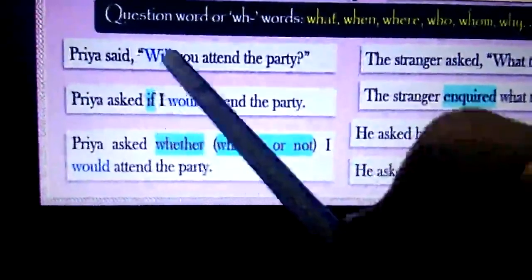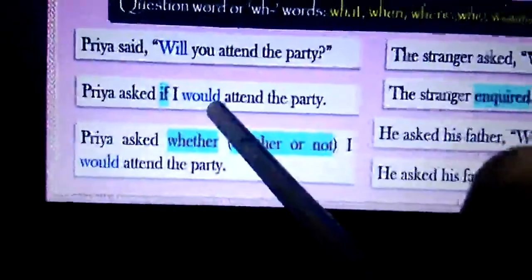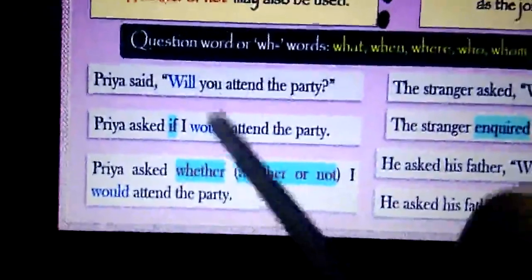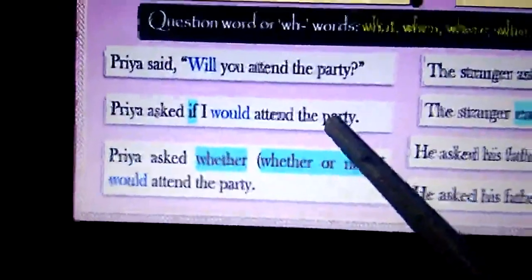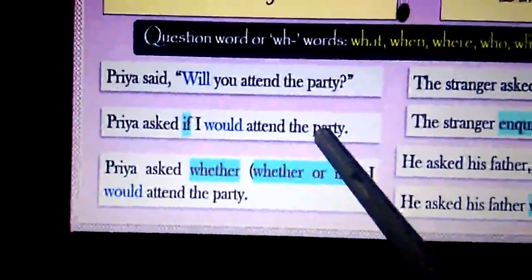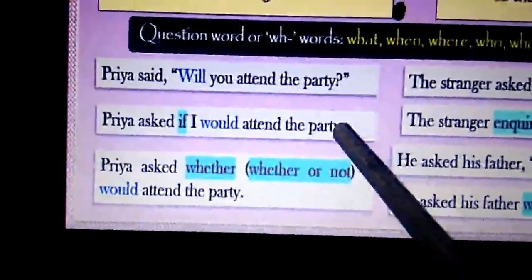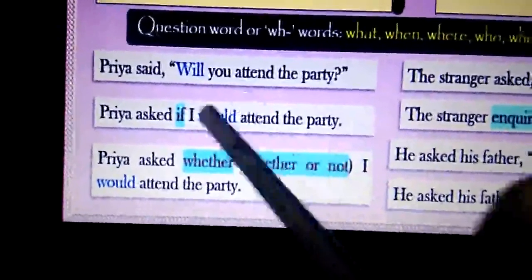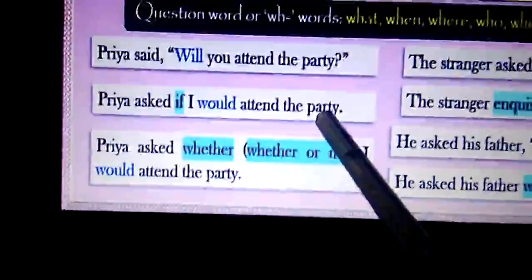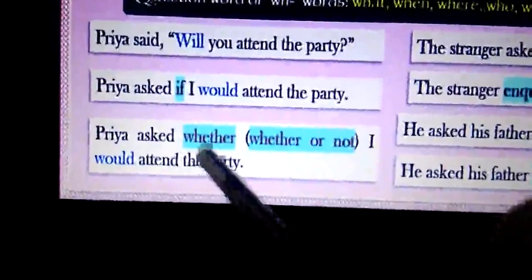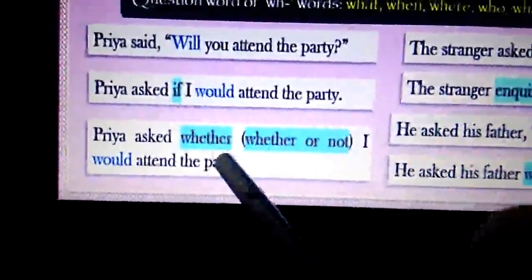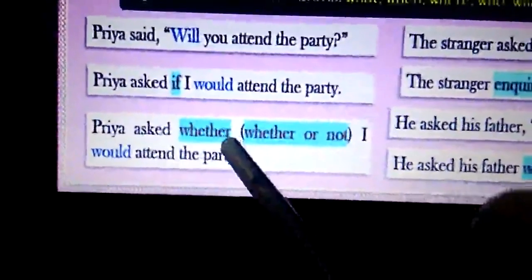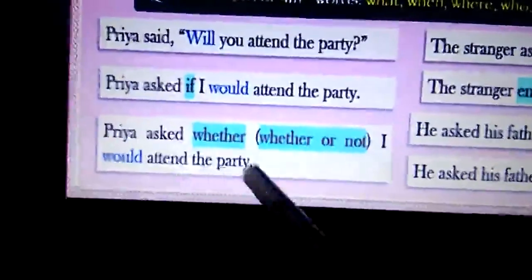Priya asked if, because this is a question which started with a helping verb. Will has become would. If I would attend the party. Here we have removed the question mark, and this is no more a question, it is a statement. Now we can see the other way of changing it. Priya asked, instead of if we have kept whether. Priya asked whether I would attend the party.